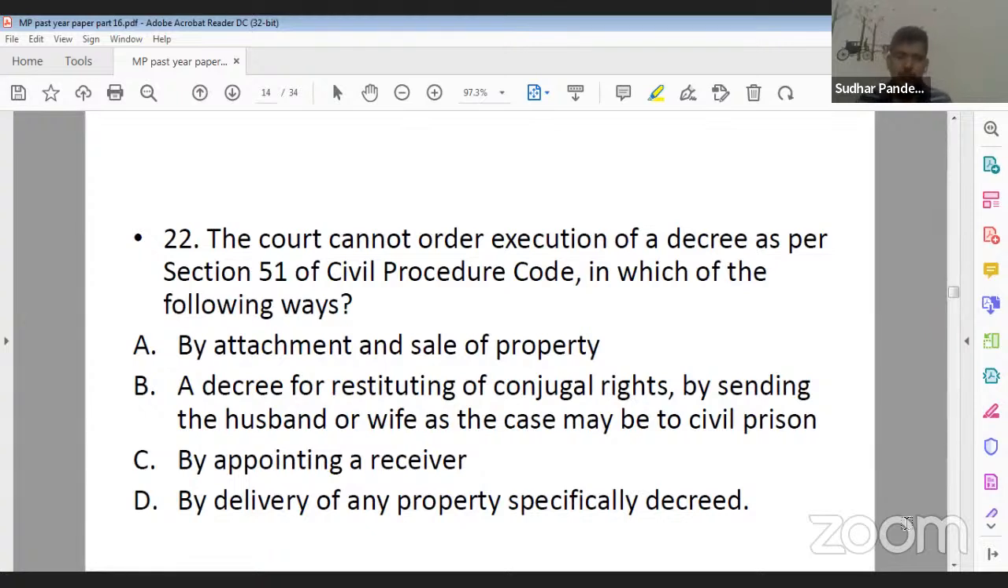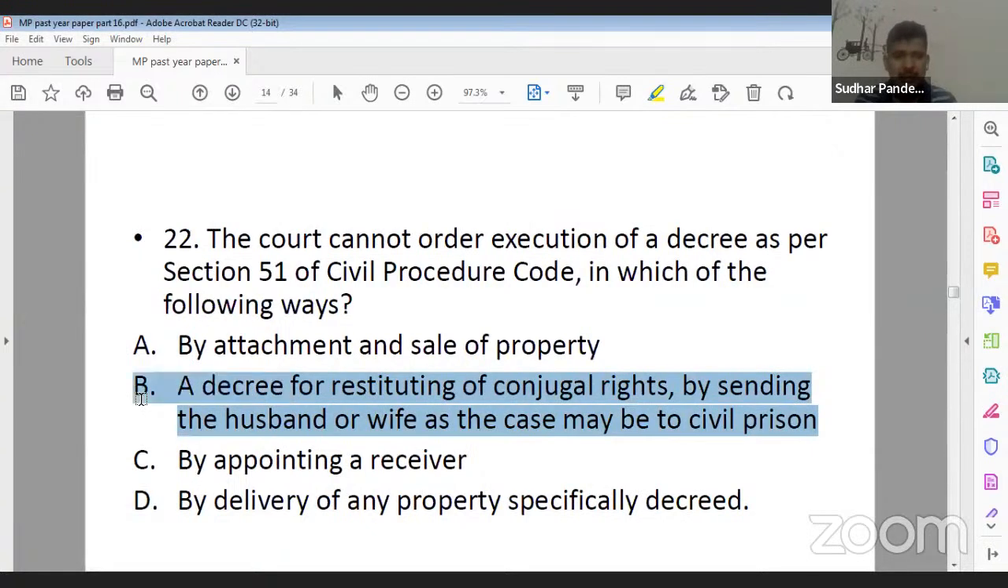Yes, by attachment and sale of the property, by decree for restitution of conjugal rights by sending the husband or wife, as the case may be, to civil prison, by appointing a receiver, and last option is by delivery of any property specifically decreed. What should be the correct answer? Question 22. Its correct answer will be B for Bangalore. That is, in the cases of restitution of conjugal rights, the party, either the husband or wife, cannot be sent to the civil prison. So 22 ka B is the correct answer.